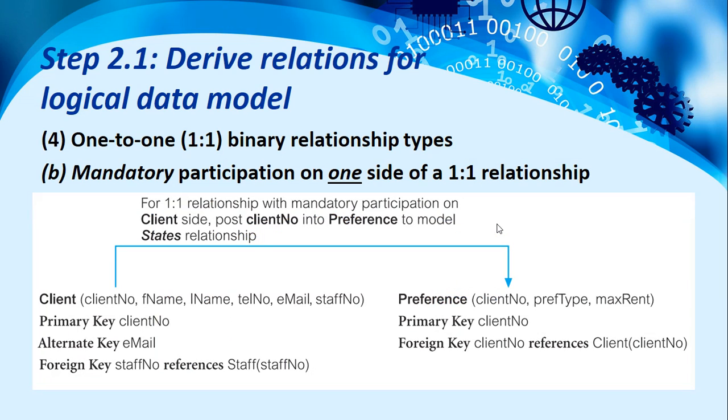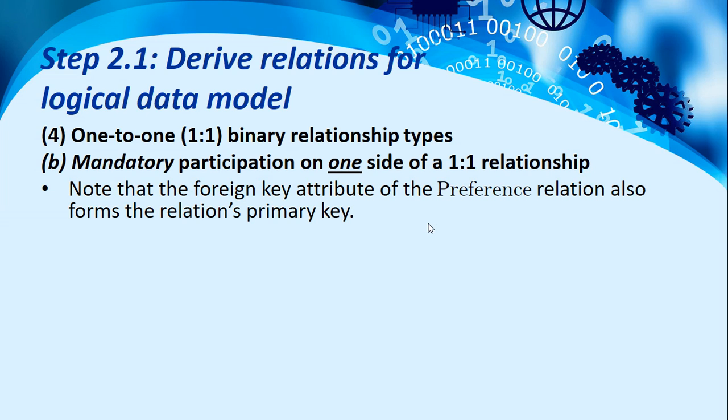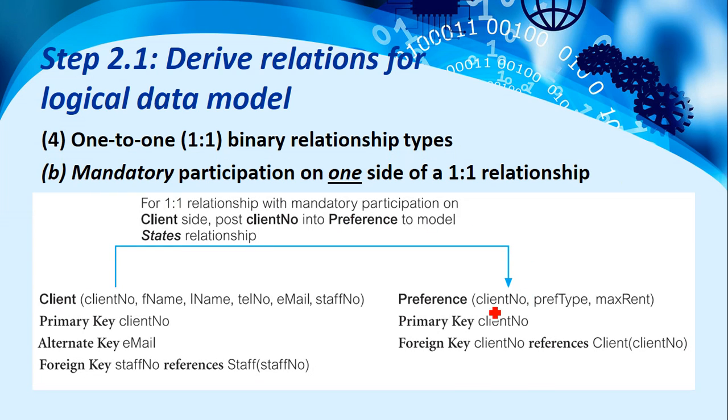You just apply what we did with the step 3. Yung number 3 kanina. So, one to many. Ayun. Okay. Client number, primary key, copy lang sa preference. Okay. Ganun lang. And note that the foreign key attribute of the preference relation also forms the relation's primary key. No? Is referring to this one. Ito. This one.